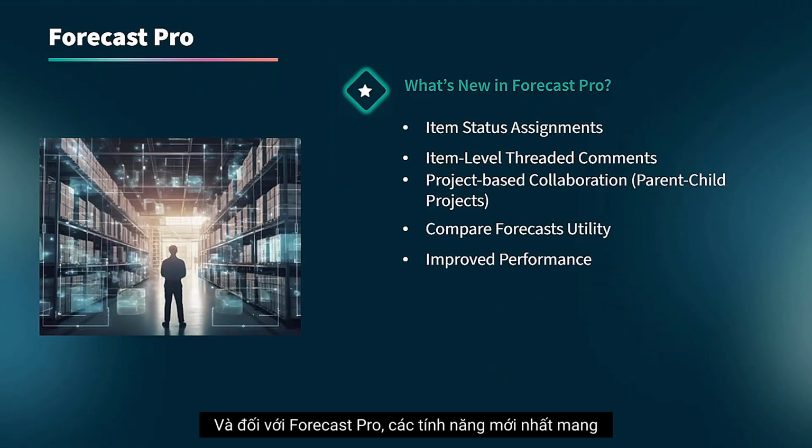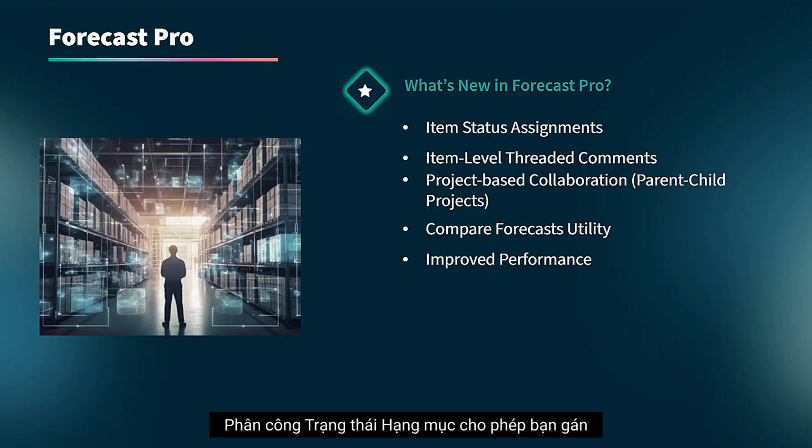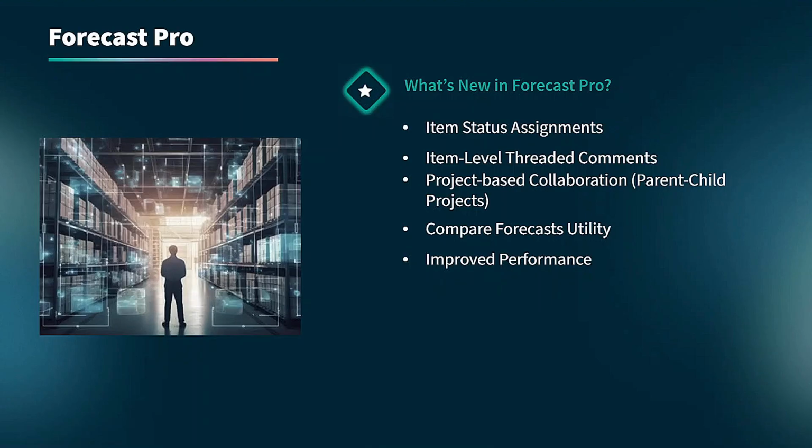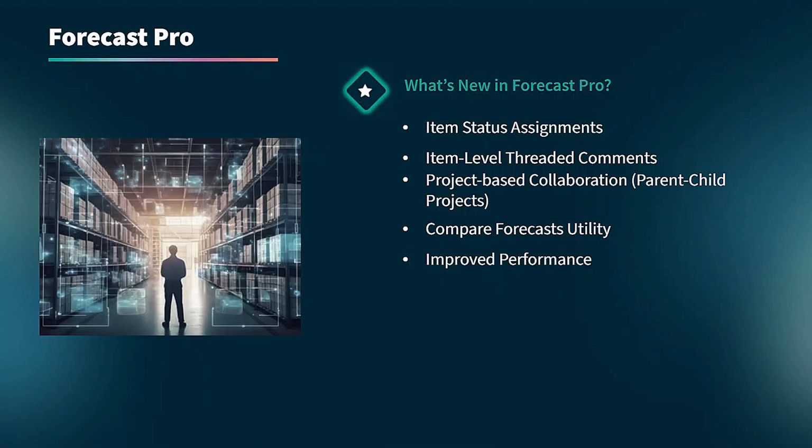And for Forecast Pro, the latest features deliver powerful tools to streamline collaboration, improve accuracy, and save time. Item status assignments let you assign a status to each item on the navigator for a more streamlined forecast review process. The new Compare Forecast utility enables you to evaluate different forecasting methods side by side and apply the best option with a single click.